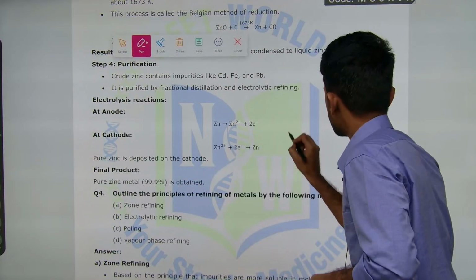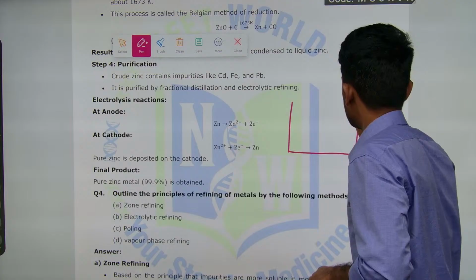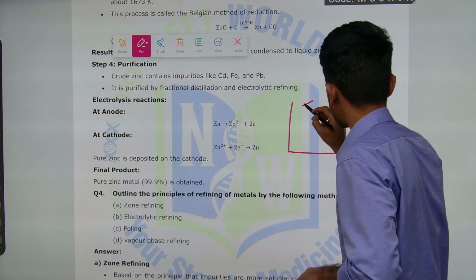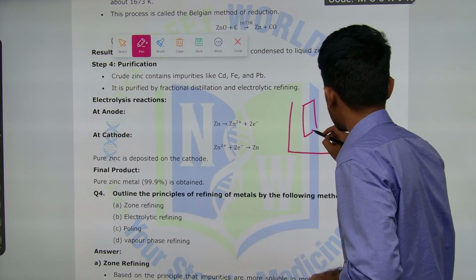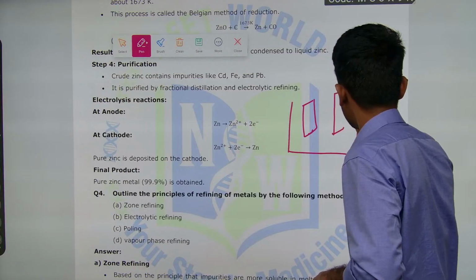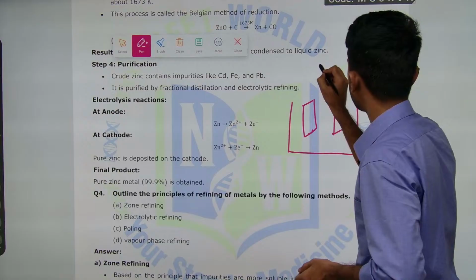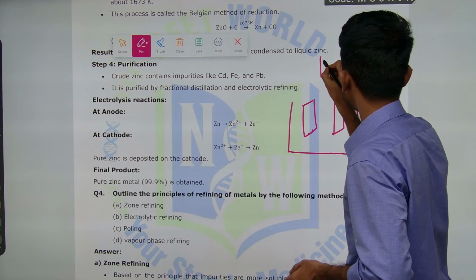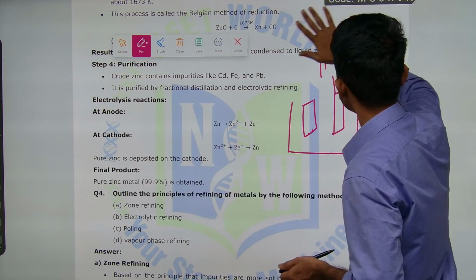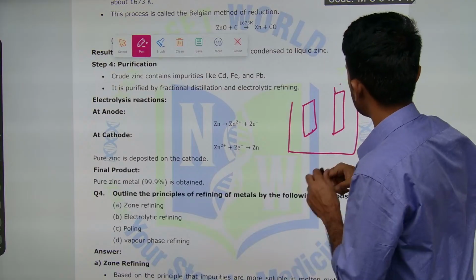See, this is a container in which electrolysis is taking place. So electrolysis means, tell me, is it a spontaneous process or non-spontaneous process? It's a non-spontaneous process. It means we will use an external battery here. So we will be using some external battery source here. Let me write.